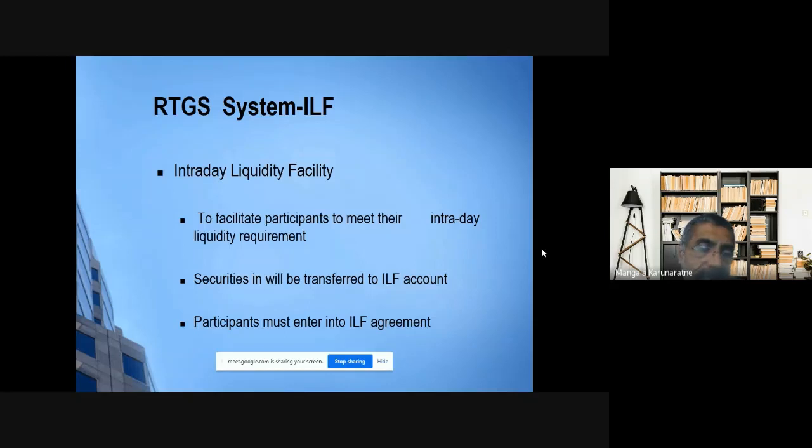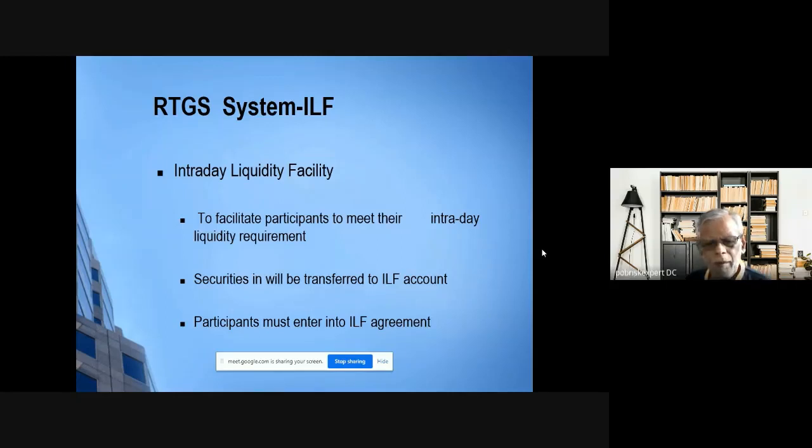Otherwise, the entire system will get gridlocked and none of the things will get processed. And because this is an intraday facility, there is no interest charge. It's a facility actually given to the participants.